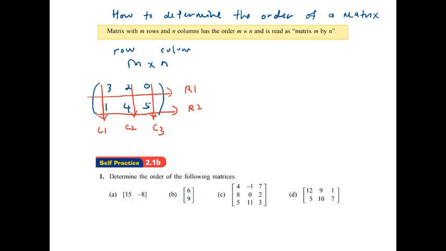So the order for these examples is 2 times 3. Then we can say that the example is a matrix 2 by 3. Okay, a matrix with m rows and n columns has the order of m times n. It is read as matrix m by n. Okay.